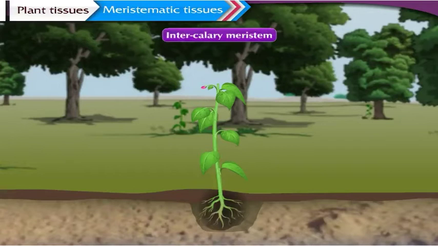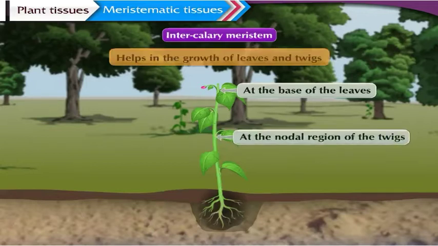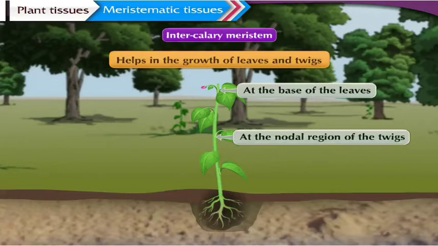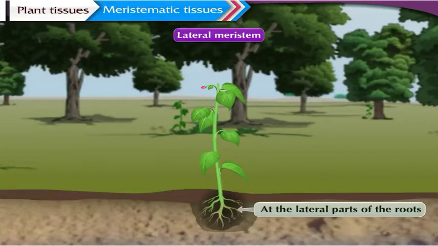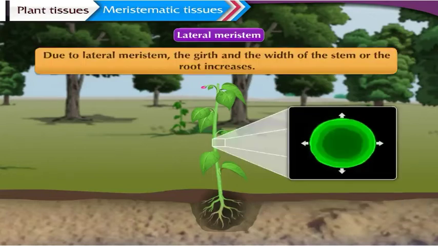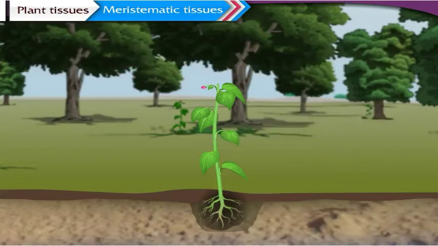Intercalary meristem. These tissues are located at the base of the leaves at the nodal regions of the twigs. This helps in the growth of leaves and twigs. Lateral meristem. These tissues are located at the lateral parts of the roots and stem. Due to lateral meristem, the girth and the width of the stem or the root increases. We have now learnt about the meristematic tissue. Now let us study the next section.